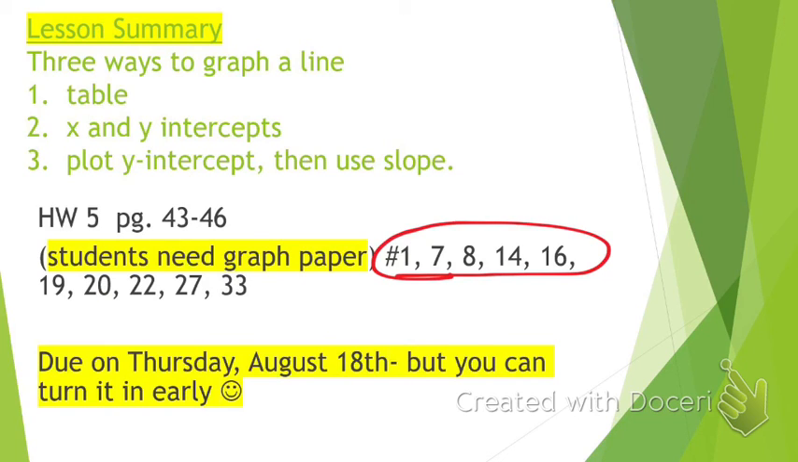For this first assignment, I did make copies, and I made 1 page per student. However, in the future, I would recommend that you just buy some graph paper. So go ahead. I'm going to pass out some graph paper. Use this time to get started on your homework.